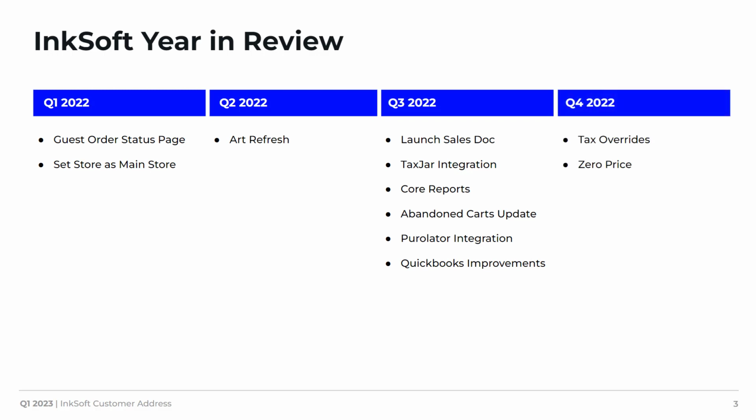For Q4, we made 2 important enhancements. First off is tax overrides. By default, InkSoft integrates with TaxJar to calculate tax rates for the taxable locations and product categories you've assigned. InkSoft tax rate overrides are intended to allow you to customize tax rates for specific products, cities, postal codes, and states and provinces. This is important in case you need special rates that TaxJar isn't aware of.